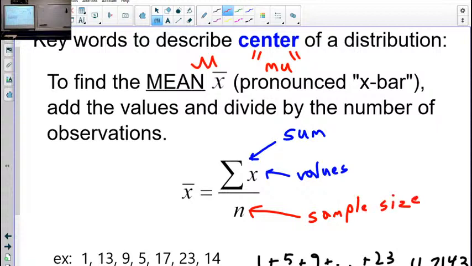In other words, how many numbers there are in your list. So this says, add up all the values and then divide by how many there are. It's just saying it in a really fancy way. So when you see it on your formula sheet, that's what it is.